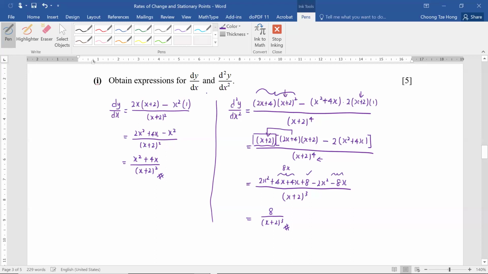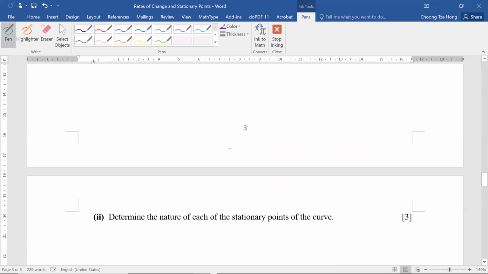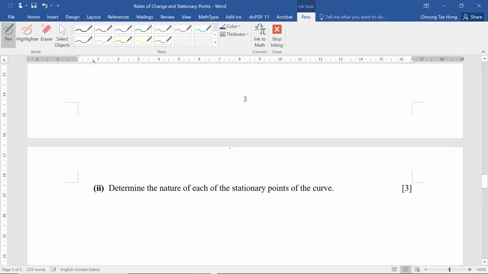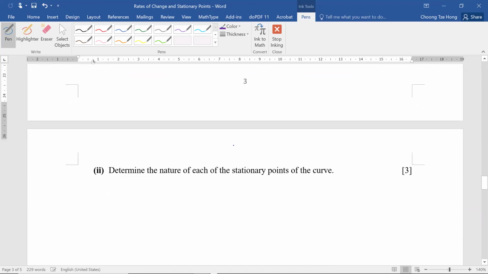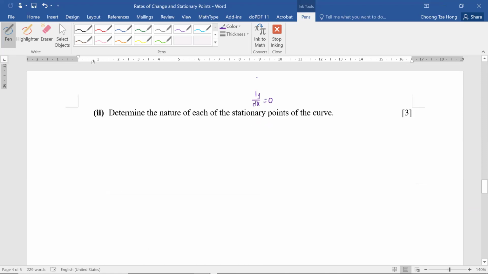So the first derivative and the second derivative, they have asked you to find, you have found out. All right, let's read part 2 of the question. Part 2, they want us to determine the nature of each of the stationary points of the curve. Before we determine the nature of the stationary point, of course, we need to know what the stationary points are first. So we know that at stationary points, the gradient is 0, so dy/dx will be equal to 0. Okay, so let's find that out first. So at the stationary points.